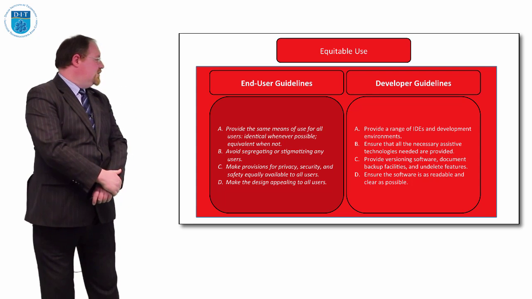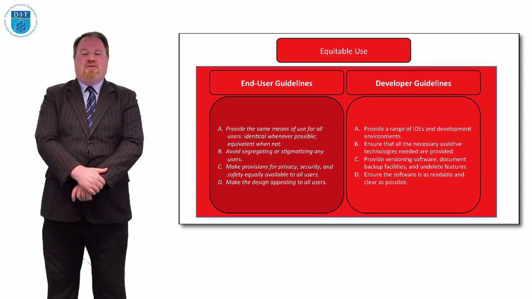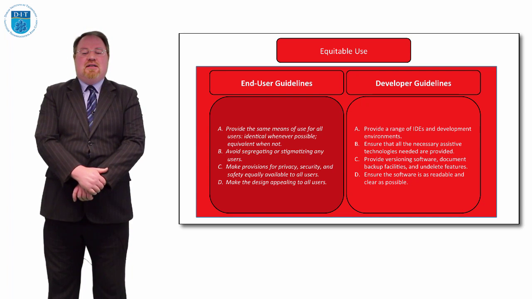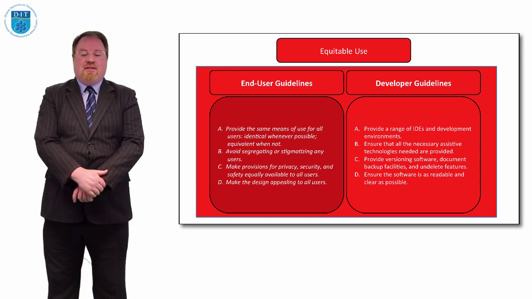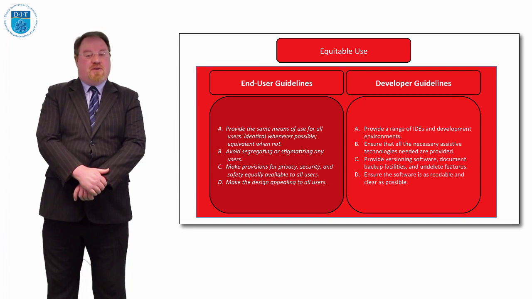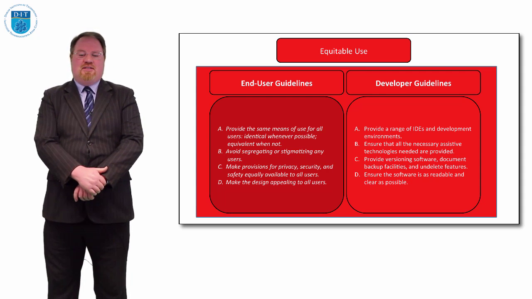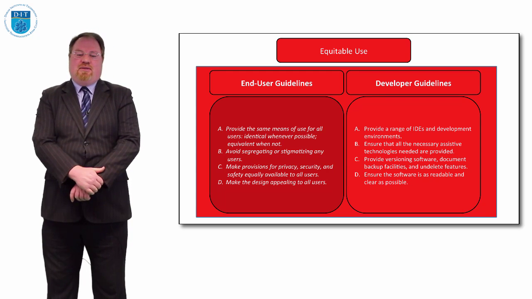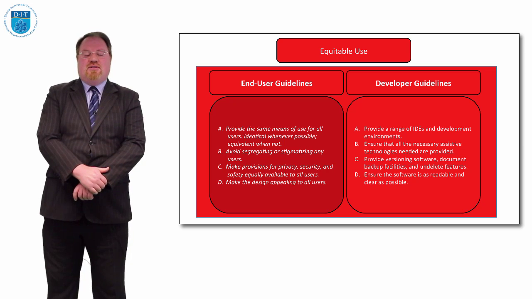But if I'm writing software, here are 4 guidelines that I should include or think about. Provide a range of development environments or IDEs. Ensure that all the necessary assistive technologies are available that are needed. Provide versioning software, document backup facilities, and undelete features where possible, and ensure that the software is as readable and as clear as possible. So each of those guidelines, as developer guidelines, mirrors one of the end user guidelines.